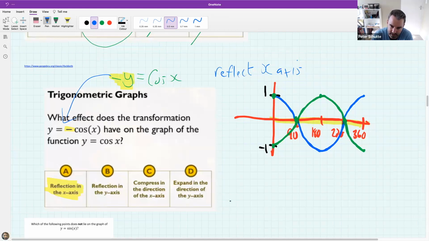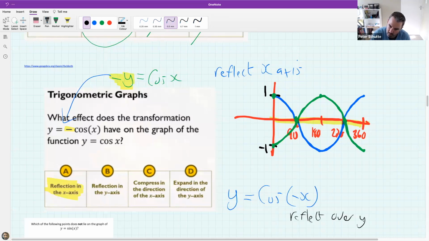However, if you got something like this, now this is not very common, but what do you think this would reflect over? The cos of minus x. If you imagine the cos of minus x, if you did that, it would reflect over the y-axis. Whenever you're reflecting, you just think, what variable am I changing? And it's going to be the opposite. Okay, that was just a bonus one I was throwing in.